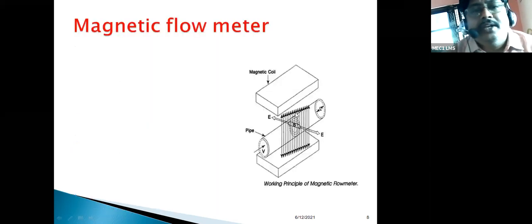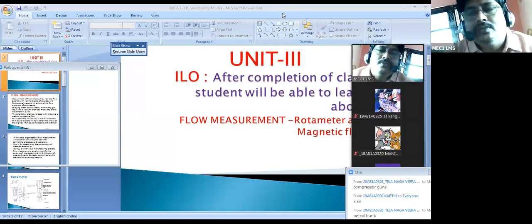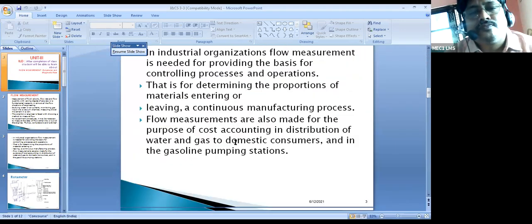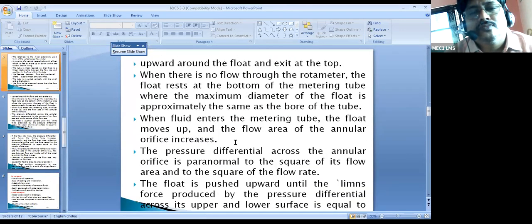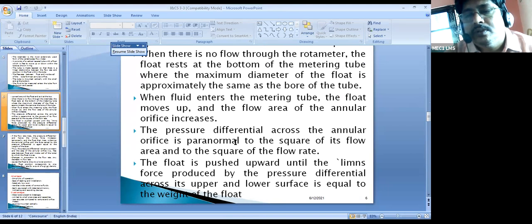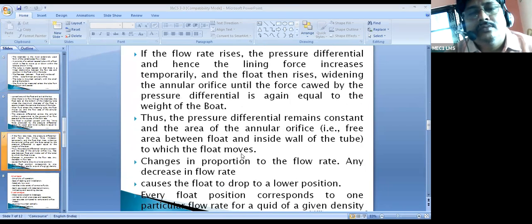And the next, magnetic flow meter. So, one minute. One minute, one minute. Is it visible to all of you? It is visible. Okay, okay.